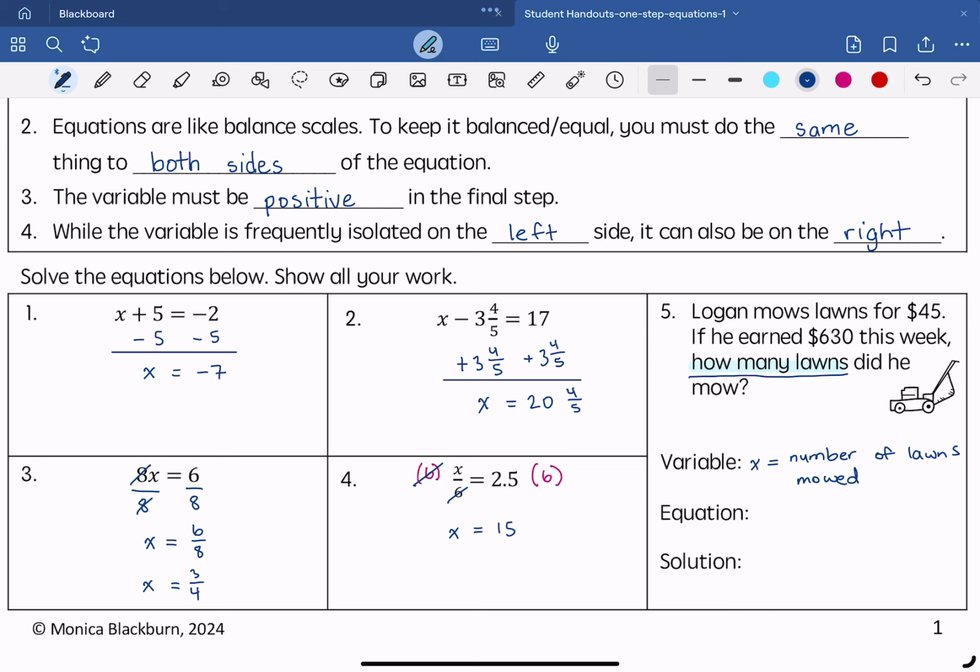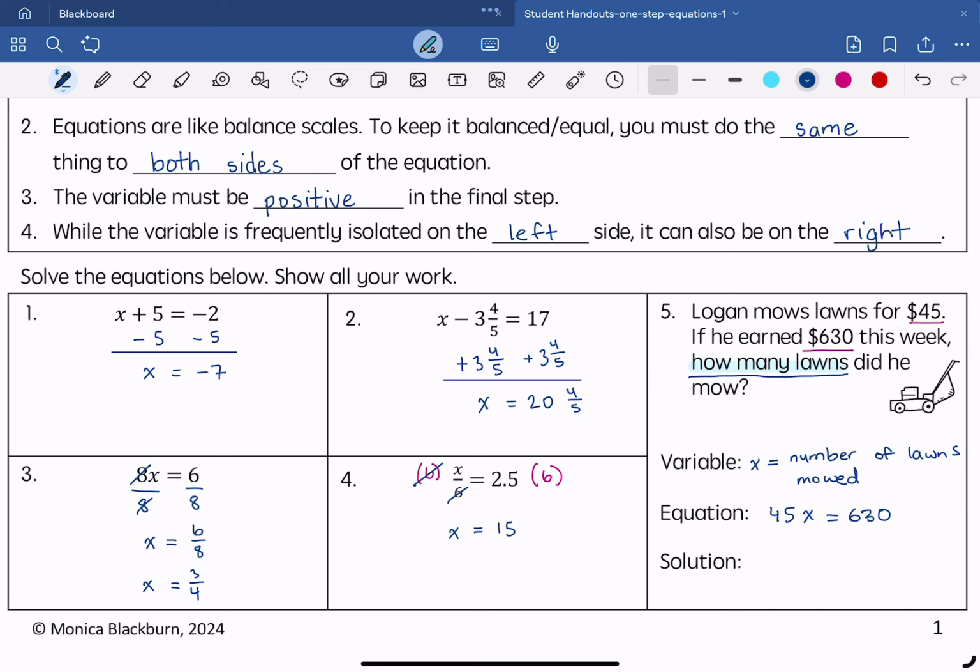There are two other facts in this question. There's $45 each, and he earned $630. We need to figure out how many he mowed times $45 will give us $630. So the equation becomes $45 times the number of times that he mowed the lawn, which we're trying to figure out, will give us a total of $630.